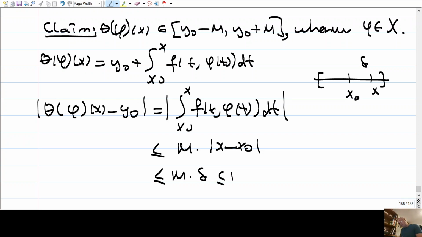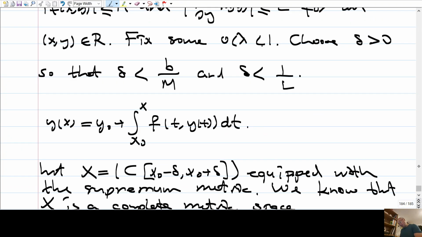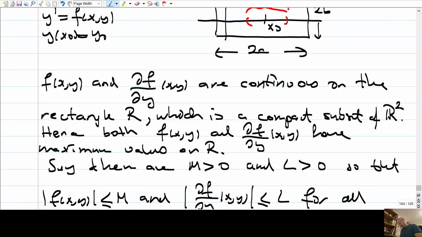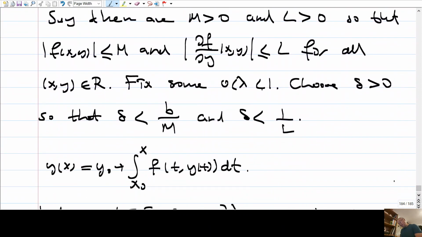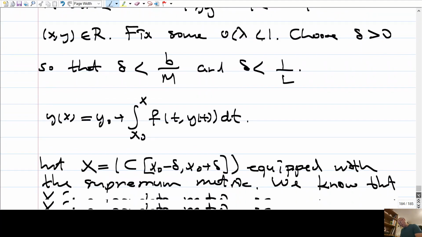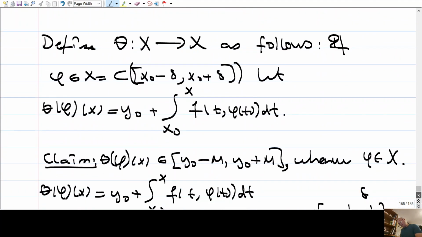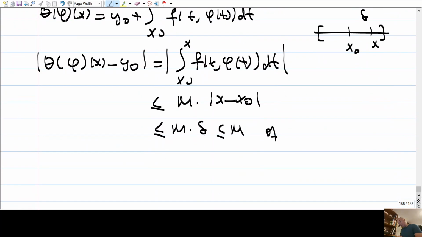So this will be less than m if I choose this lambda delta. Yes, this is less than b.